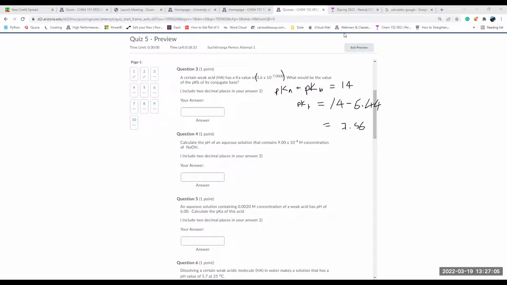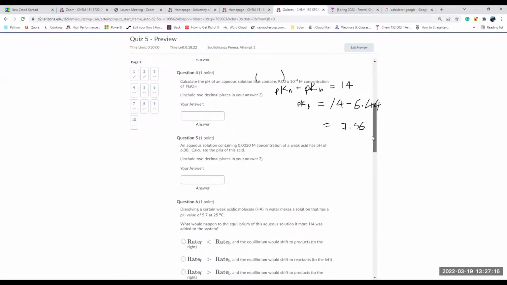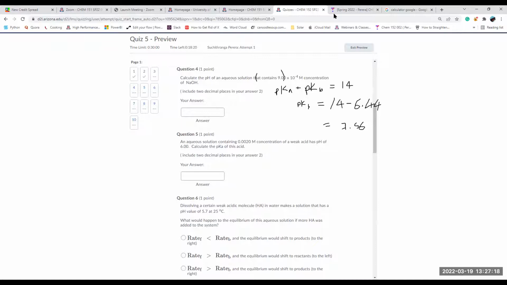Type that answer here. 7.5. Right, that's question 3. And question 4.